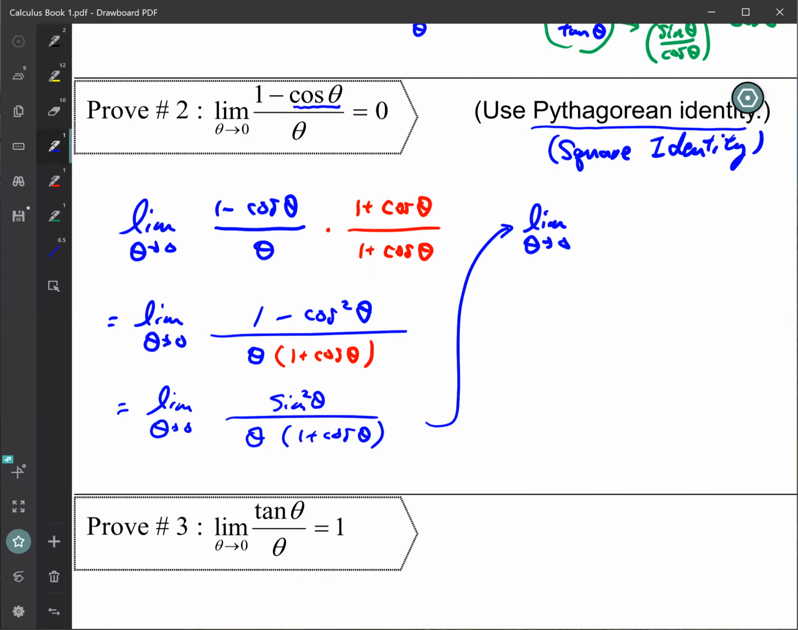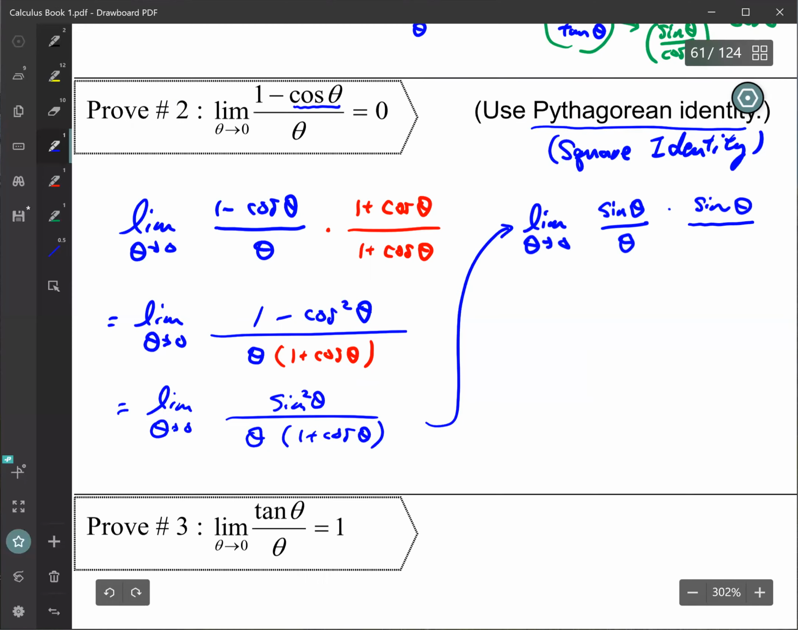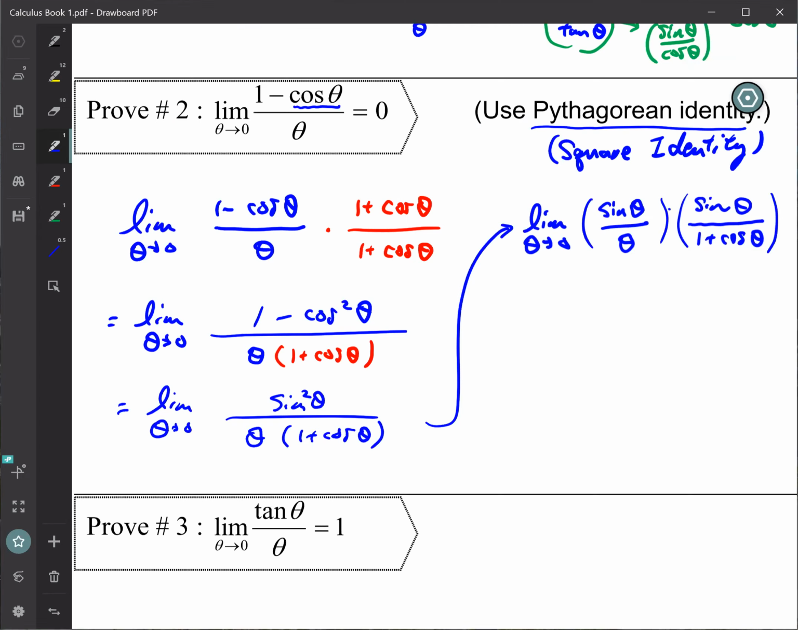So I'm going to rewrite it. The top square, I can split it into sine times sine, right? And then one of the sine is going to pair with the theta in the denominator, and the other sine will pair with the other denominator. So now because of the limit law, we can take the limit of each one. When multiplying, we can take the limit of the first and then multiply by the limit of the second.